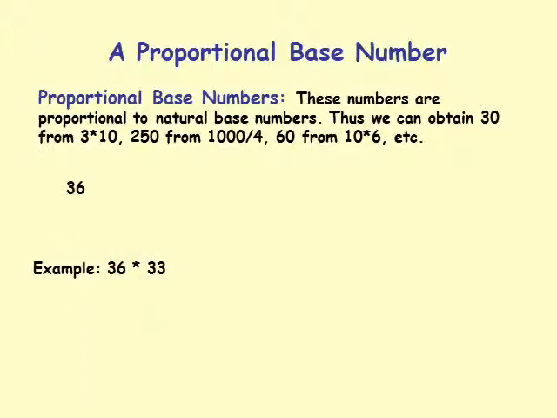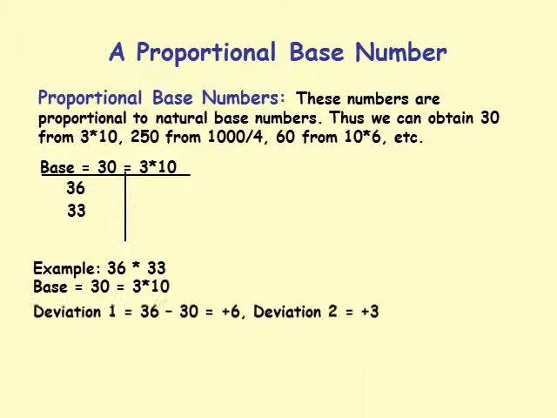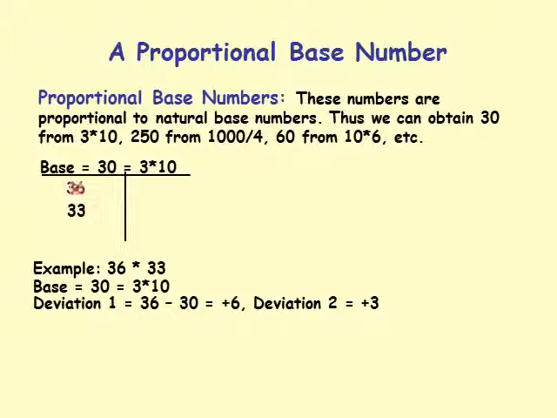Let's consider the example 36 times 33. Let's see what base number we use. With 36 and 33, now we're going to choose a base. The base number we choose is 30, which equals 3 times 10. We obtain 30 from 3 times 10. 10 has a 1 0, so we are allowed to keep one digit on the right. Now we compute the deviations. Deviation 1 is 36 minus 30 equals 6, and deviation 2 is 33 minus 30 equals 3. So these are my deviations, 6 and 3.